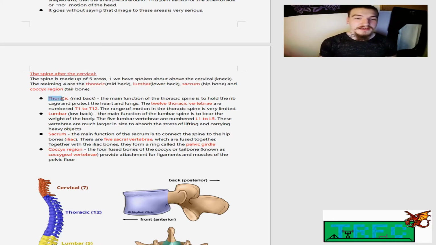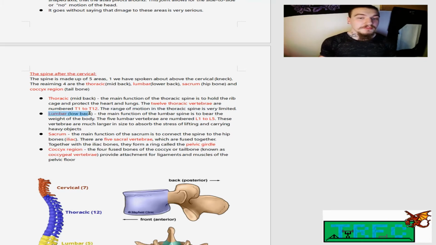Now the thoracic, or the mid-back, the main function of the thoracic spine is to hold onto the rib cage and to protect the heart and lungs. The 12 thoracic vertebrae are numbered T1 to T12. Now the range of motion in this area of the spine is very limited.